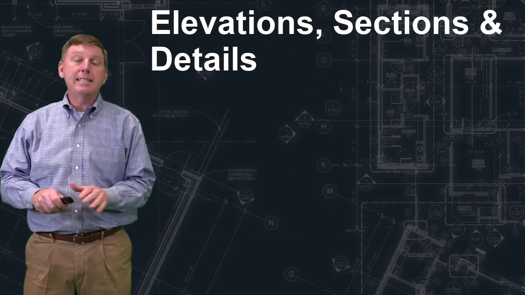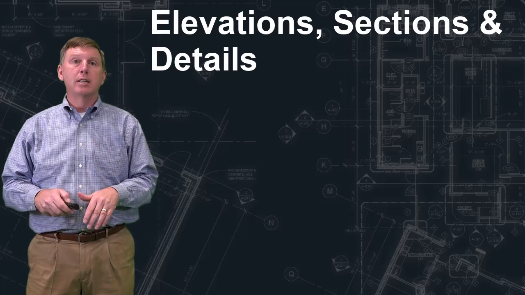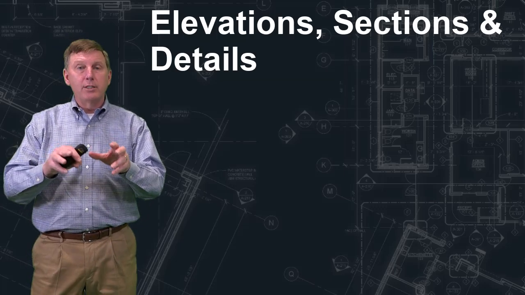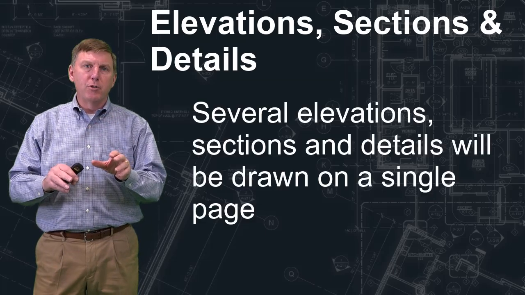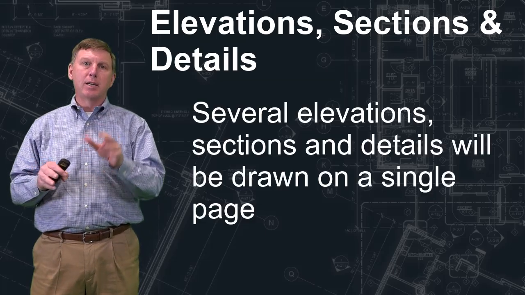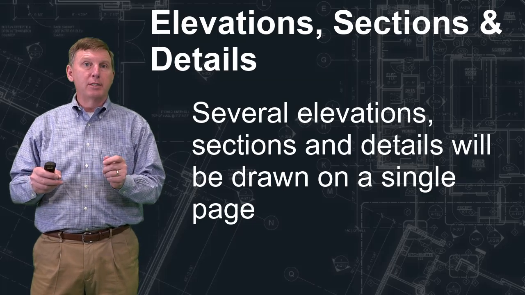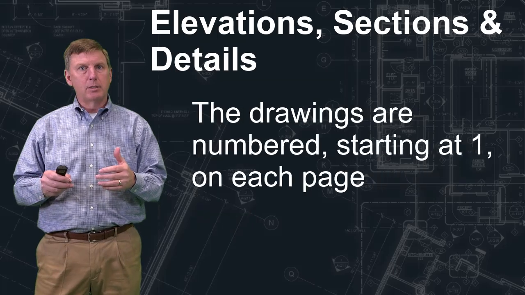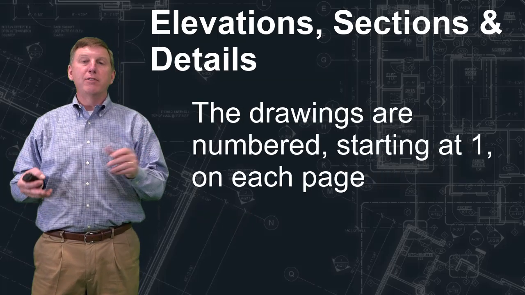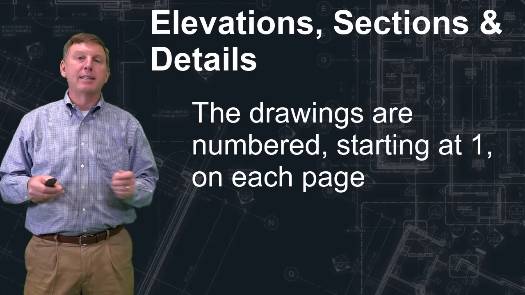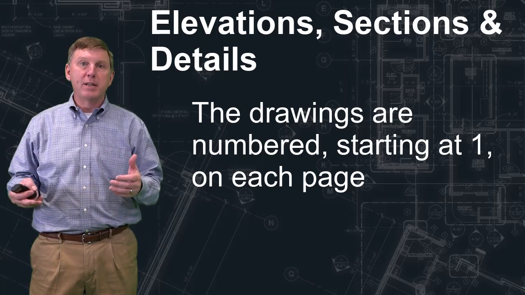We're going to start with the easy symbols first, the elevations, sections, and details. But something to know before we get into the symbols themselves is that you're going to find multiple drawings on a single page when it comes to these three elements. So when you go to a page with elevations, you'll find multiple elevations, and they're going to be numbered 1 through however many there are. If you have another page of elevations, they will also be numbered 1 through however many there are.